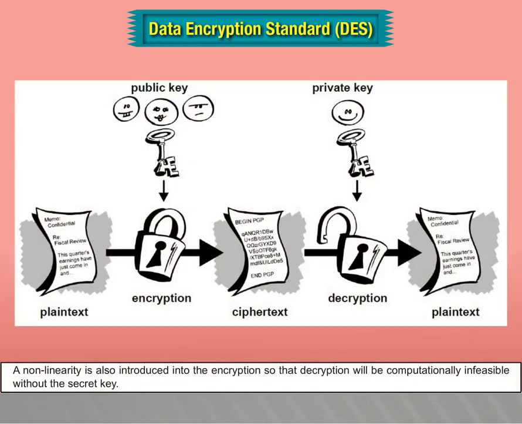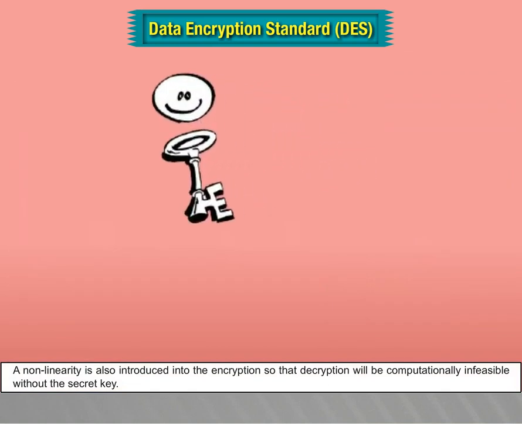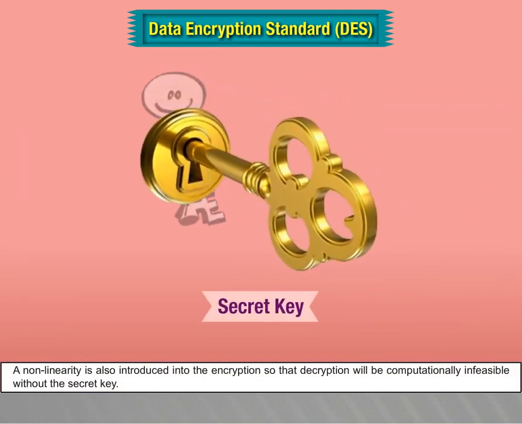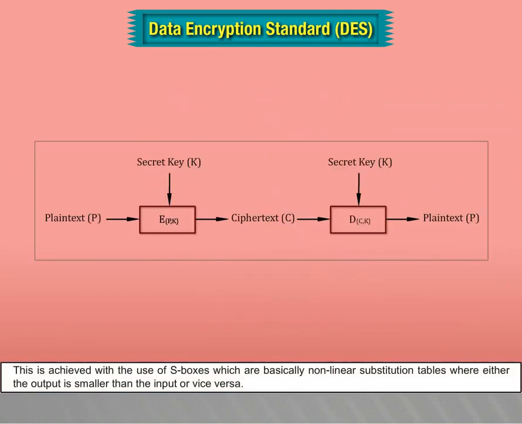A non-linearity is also introduced in the encryption so that decryption will be computationally infeasible without the secret key. This is achieved with the use of S-boxes, which are basically nonlinear substitution tables where either the output is smaller than the input or vice versa.